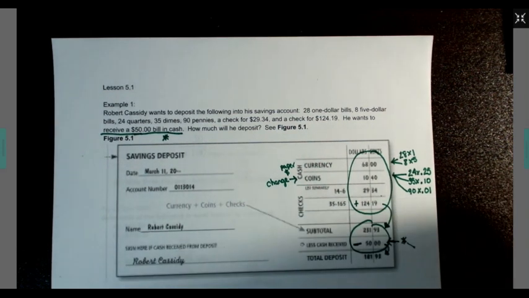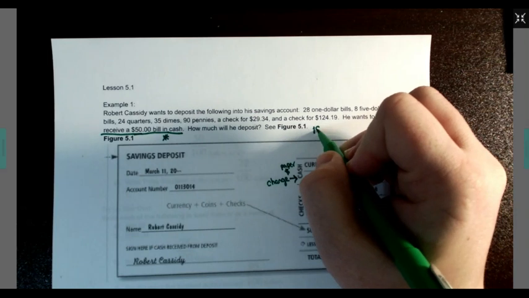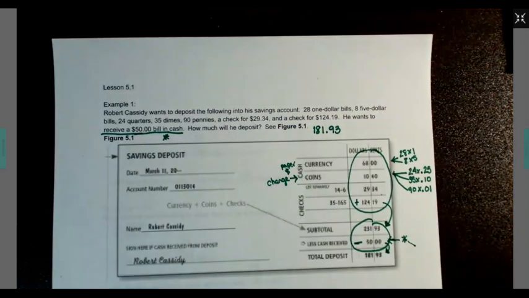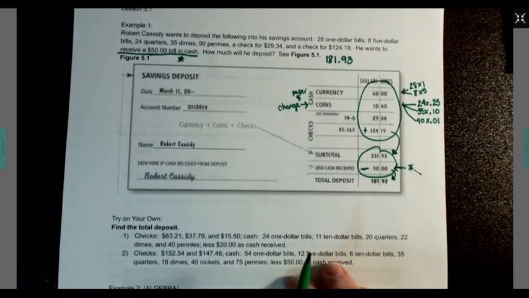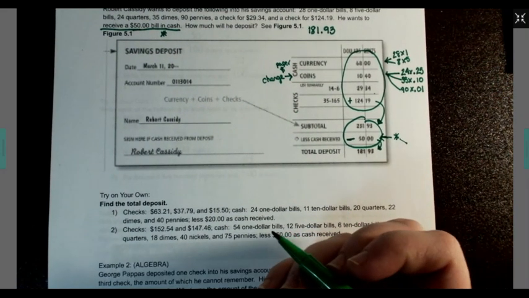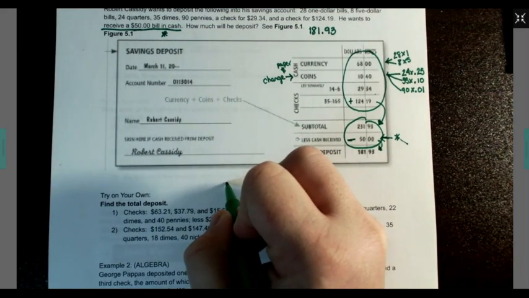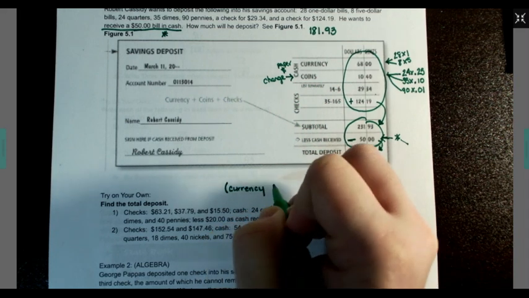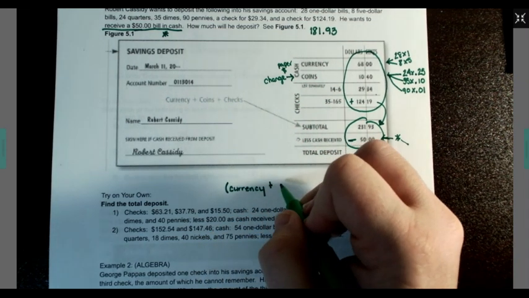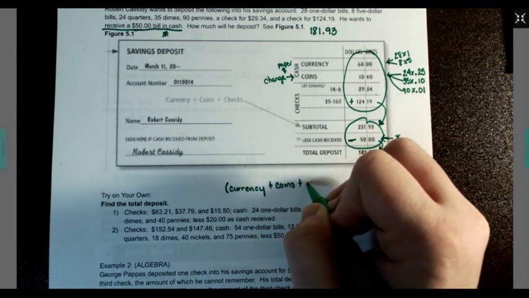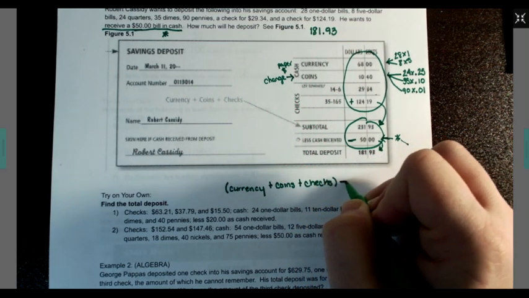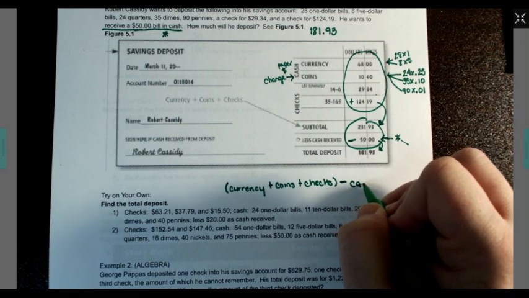So how much did he deposit? Looks like he deposited $181.93. When you get to the try on your own here in just a few seconds, please make sure you remember the following: currency plus coins plus checks minus cash received.